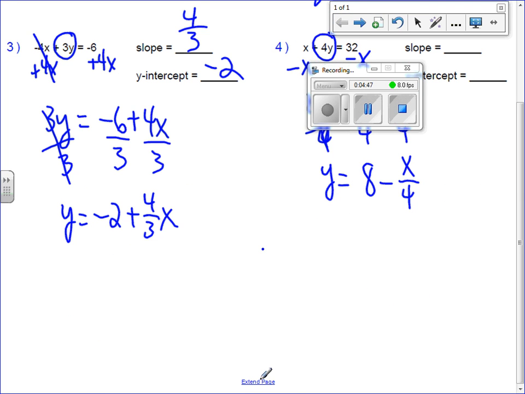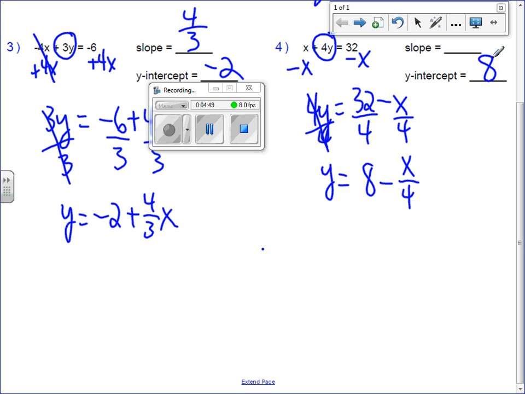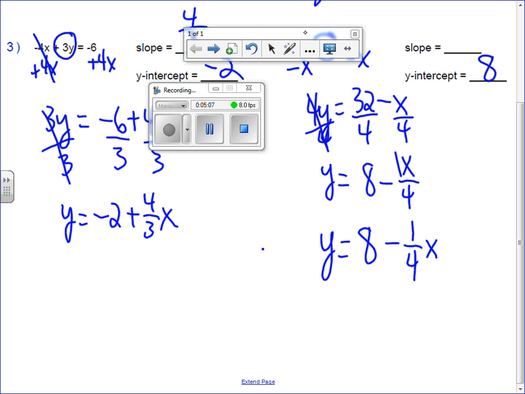So I already know that the y-intercept is 8. What's the slope? Minus x over 4? We haven't seen anything like that, but we can rewrite it as 8 minus 1 over 4x. So if you have x over 4, that's the same thing as 1 over 4x. So the slope is negative 1 over 4.